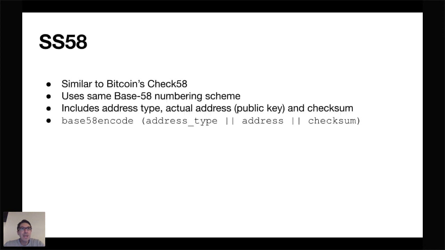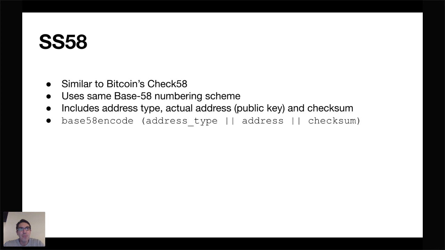So SS58, if you're familiar with Bitcoin's Base58Check, it's very similar. It's in base 58. So instead of base 2, which would be binary, or base 10, which is decimal, base 16, which is hexadecimal, etc., it's in base 58. So it goes from 0 to 57, and then the next number. This is the same scheme as Bitcoin uses.